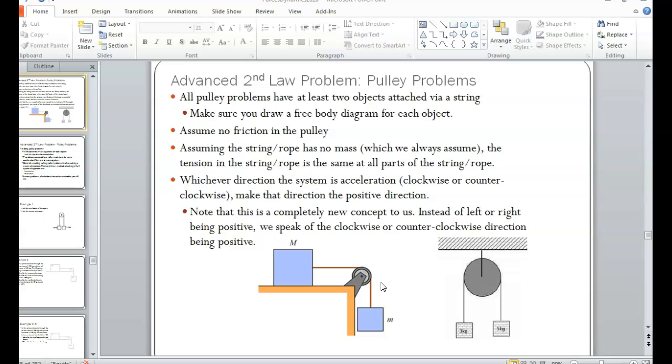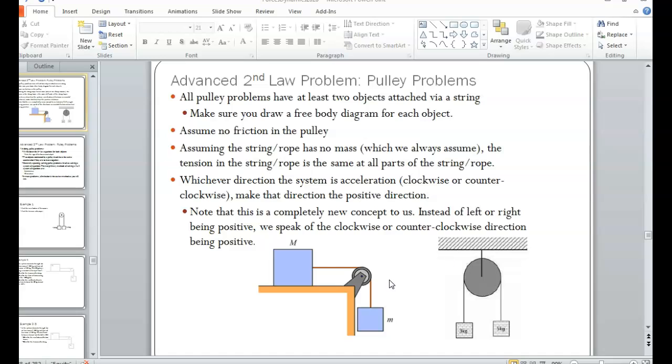Okay, so here is how you approach a pulley problem. Now, all second law problems have the same basic process for solving them. You draw the FBD, you write out your second law equations, you determine acceleration, and then you write down the sum of the forces before you plug in any numbers. Okay, but pulley problems have a trick to them, and the trick is that we're going to use a slightly different coordinate system than we usually use.